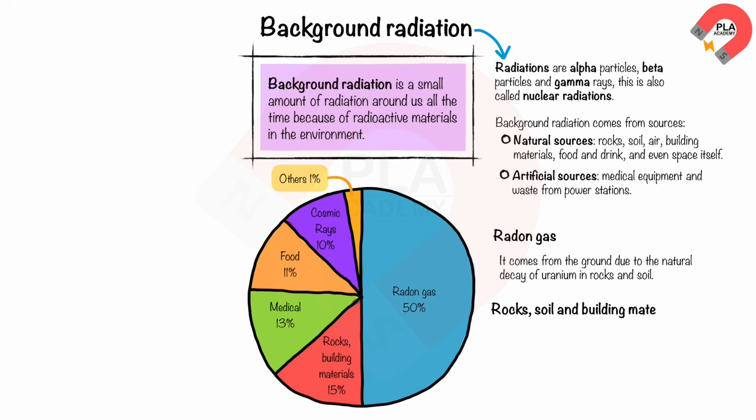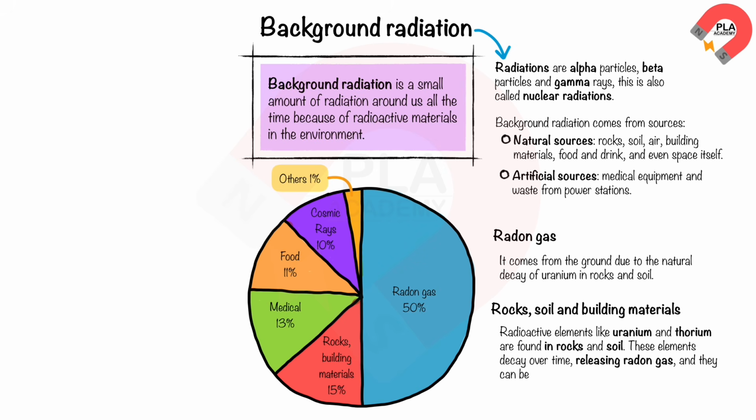Rocks, soil and building materials. Naturally occurring radioactive elements like uranium and thorium are found in rocks and soil. These elements decay over time, releasing radon gas and contributing to background radiation. Natural radioactivity can be found in building materials, including decorative rocks, stone and brick.